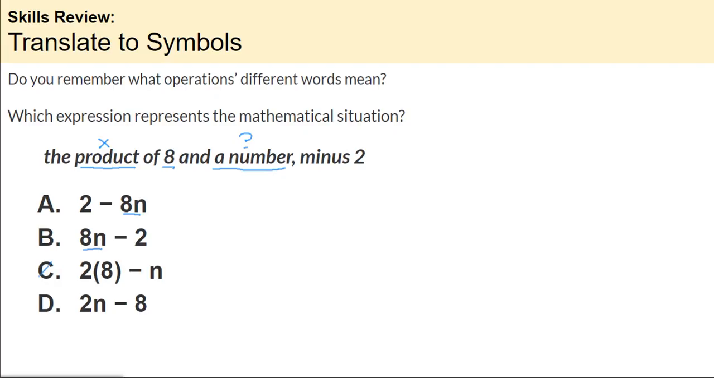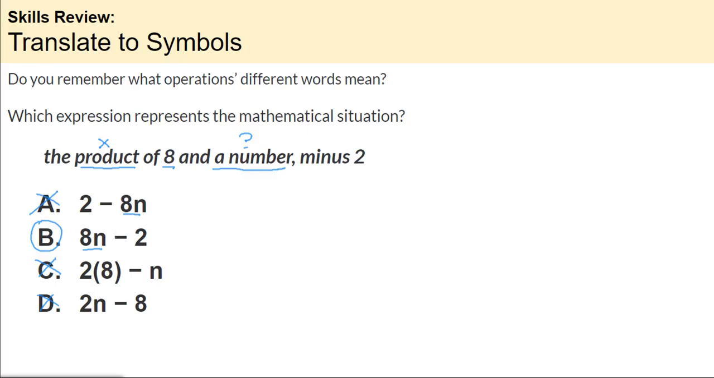Okay, I don't see that in C or D. All right, and then we're going to subtract 2. Well, choice A is not subtracting 2, it's subtracting 8n. So it's not A, it's choice B, minus 2. The product of 8 and a number, they're being multiplied, minus 2.